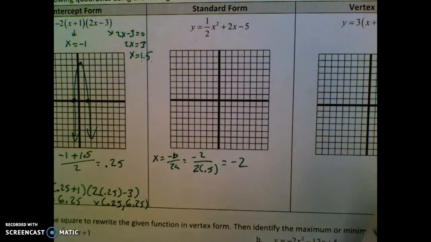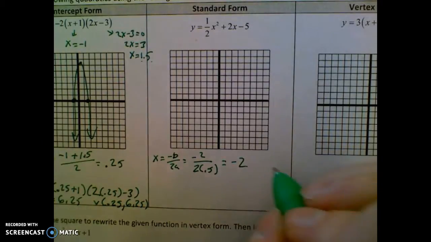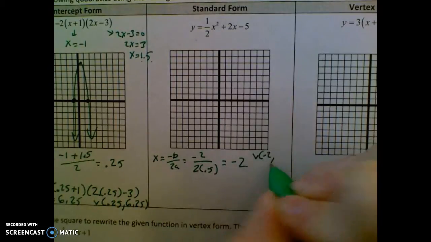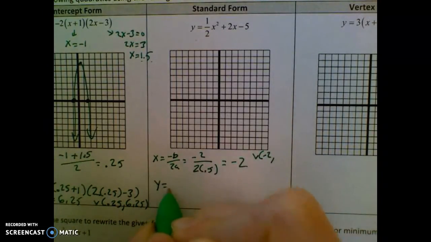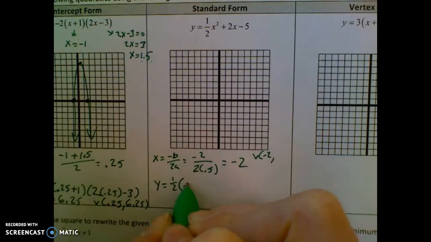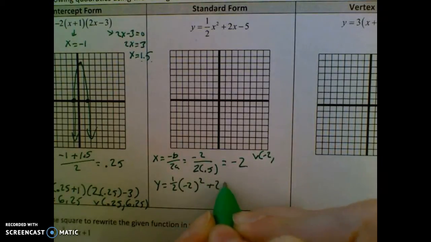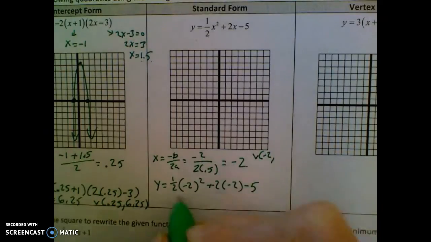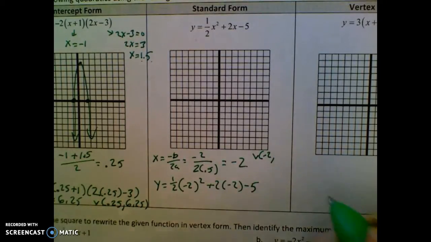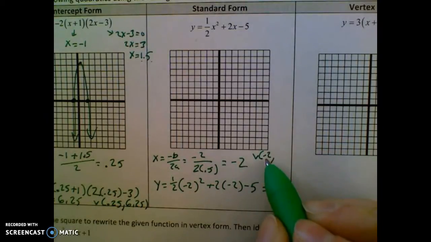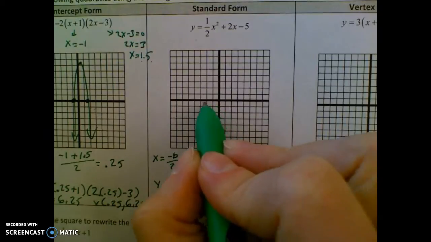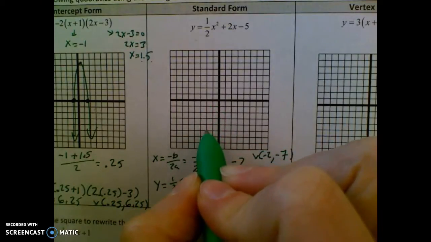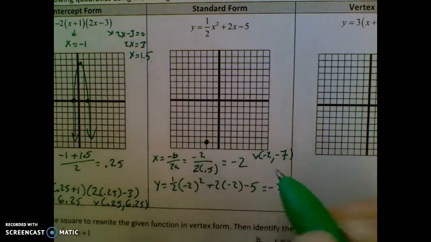Well, I need to find my y value. I've got to find my entire vertex. So I already know that my vertex is -2 comma something. So I'm going to plug -2 back in my equation. So y equals 1/2 -2 squared plus 2 times -2 minus 5. If you have a calculator, you might as well use it. Just go ahead and plug it straight in. You're going to get -7. So my vertex is -2, -7. So I'm going to go ahead and graph that guy. 1, 2, 1, 2, 3, 4, 5, 6, 7 down here.